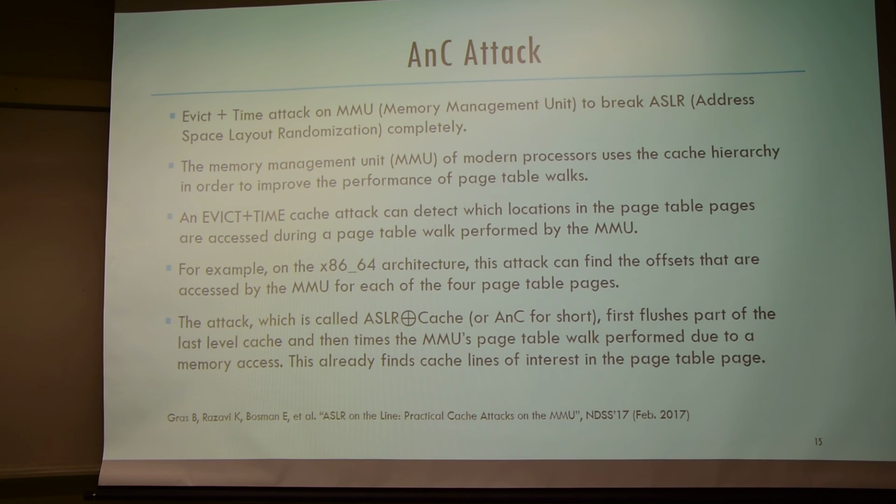This attack is called ANC for short. First, it flushes part of the last level cache, and then times the MMU's page table walk performed due to a memory access. This already finds cache lines of interest in the page table pages. I think this also answers the question you had, how to figure out the mapping from virtual address to physical address. Before this, I don't know how they figured this out, because this is a new paper.